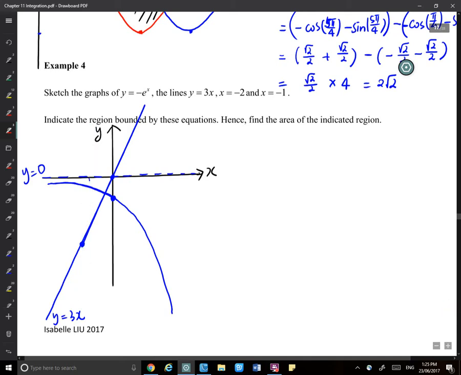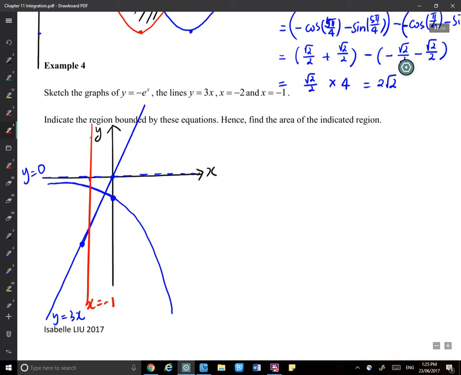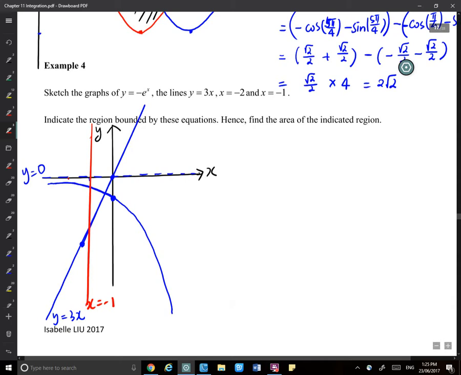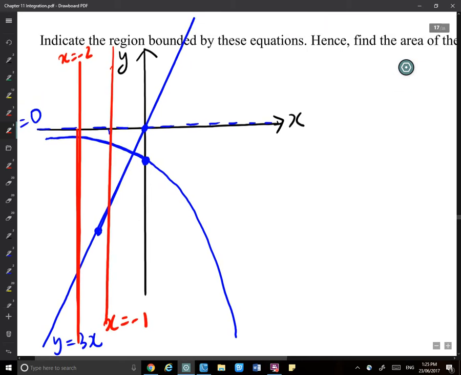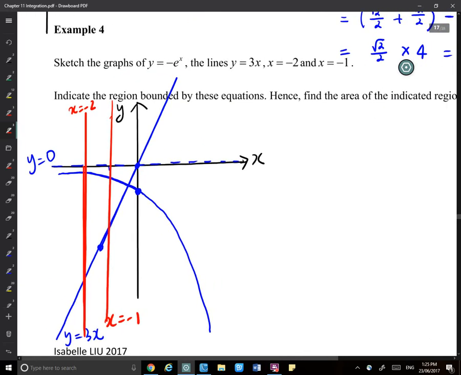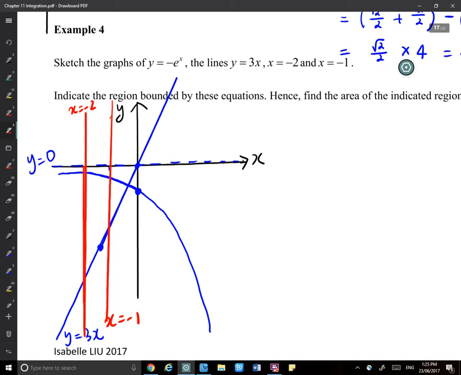Here's y, well, it's not parallel. Okay, that's x equals negative 1. And I want x equals negative 2. Okay, here is negative 2. This is x equals negative 2. Okay, x equals negative 1 and x equals negative 2, and 3x and this exponential graph.